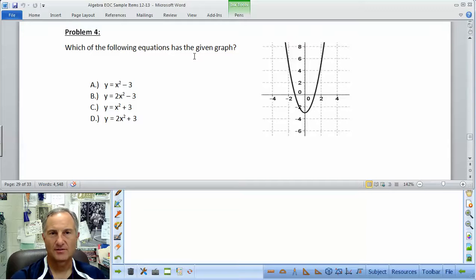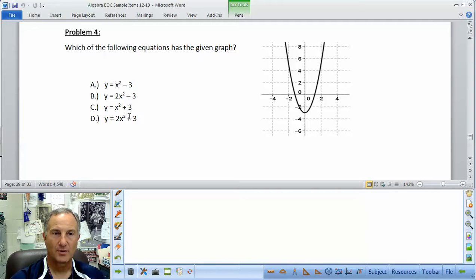Which of the following equations has the given graph? Well, we're opening up. All of these are positive for A values. Let's see about a vertex here. I can clearly see that my vertex is 0 something. So if I plugged in, it looks like 0, 3. And if I plugged in 0 here for x, I get negative 3, which works there. If I plug in 0 here, I get 0, negative 3. I get negative 3 for y.